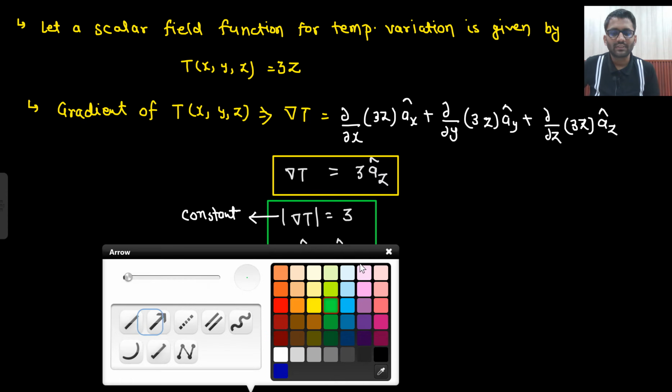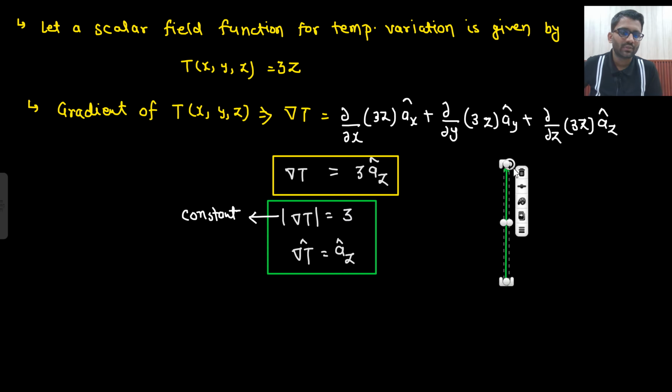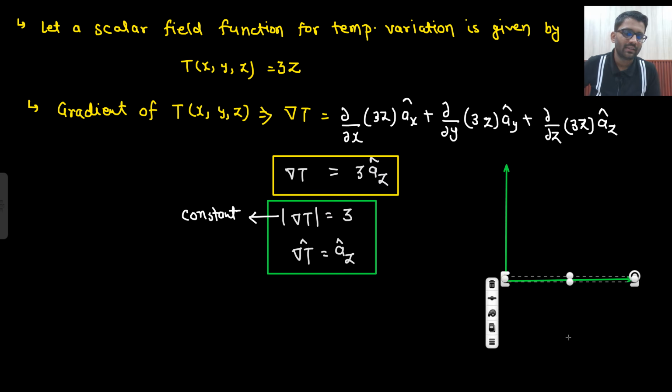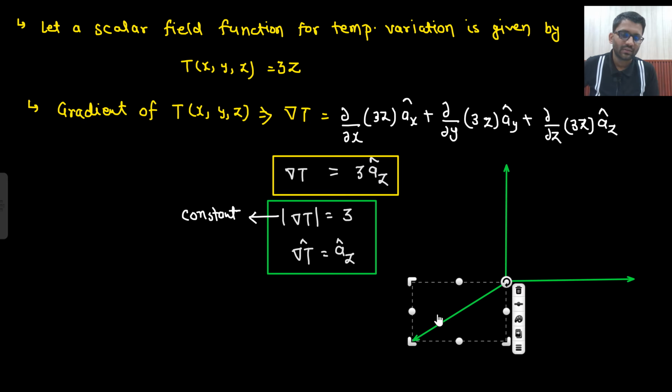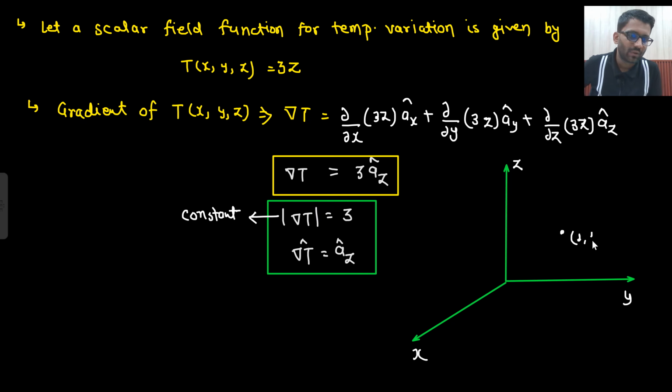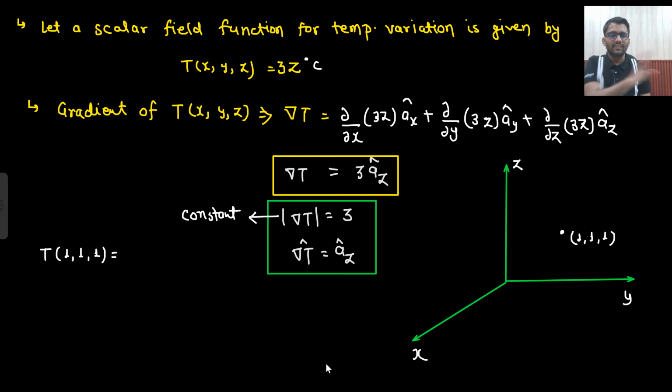So what does it show? Let's make the coordinate system. This is our coordinate system, with x, y and z. Let's say there is some point 1, 1, 1. What is your temperature at 1 comma 1 comma 1? Let's say the temperature is 3z degrees Celsius. Put 1, 1, 1 here. X is not there, Y is not there, Z is only there. So 3 into 1, 3 degrees Celsius. At 1, 1, 1 your temperature is 3 degrees Celsius.